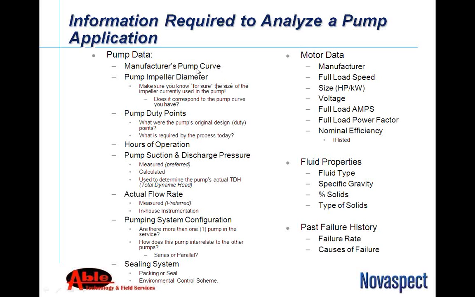First, you've got the manufacturer's pump curve. I'm going to be showing you a pump curve in one of the next slides. This is very critical. You're going to need to know that when you're looking at a particular pump. Then you have the pump impeller diameter that's going to show on the curve. It should be stamped on the casing on the side of the bearing frame, typically. Because you're going to need to know where it corresponds to the pump curve that you have.